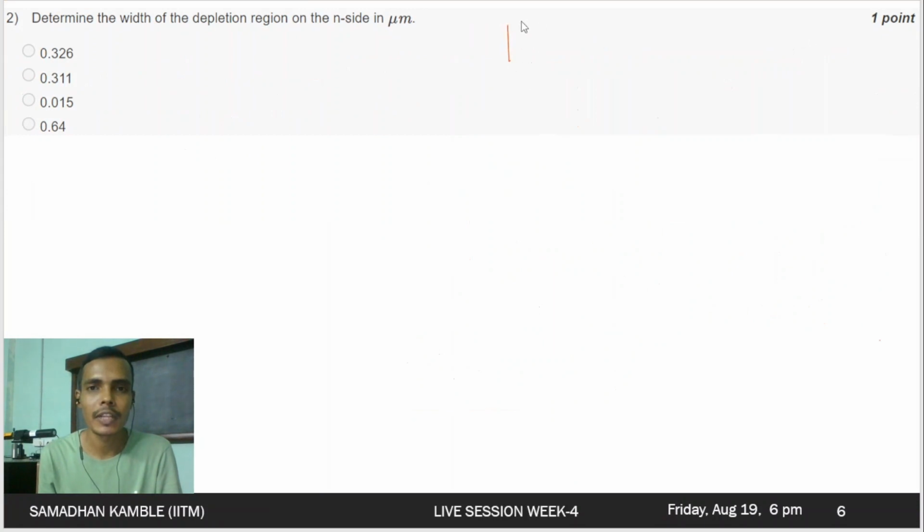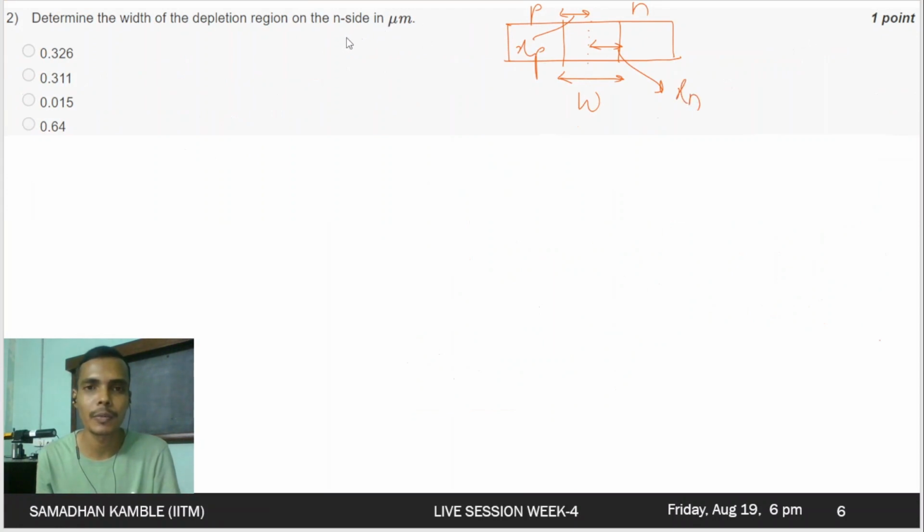So this is our case in which a p type and an n type semiconductor are joined to form the p-n junction, and this is the total depletion width W, this is the width on the p side, and this is the width on the n side. So this is xp and this is xn. What we are asked is to calculate the width of the depletion region on the n side. So we need to calculate xn. Okay.